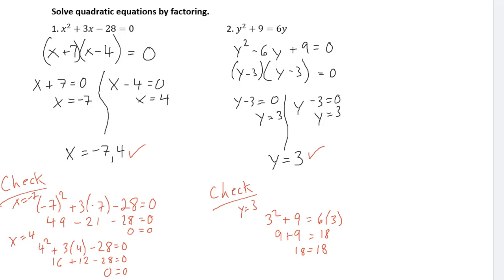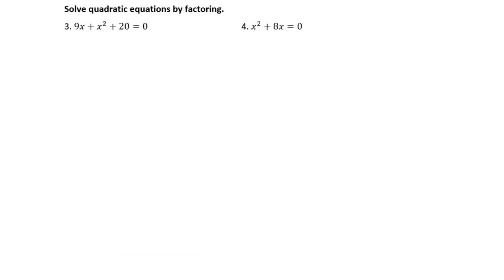All right, let's look at some more examples. Again, this one's not in order, so we're going to rewrite it to look like this. I just switched the x squared to 9x. Two numbers that multiply to give you 20 and add to give you 9 are 4 and 5, so it's x plus 4, x plus 5. Set each one of those equal to 0.